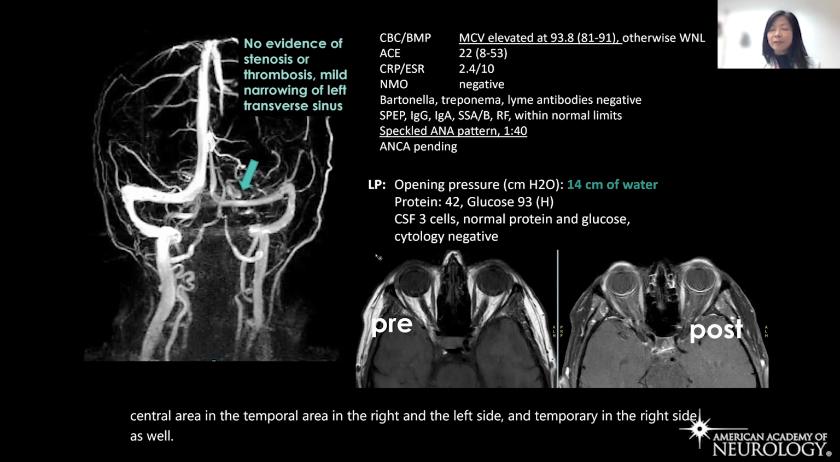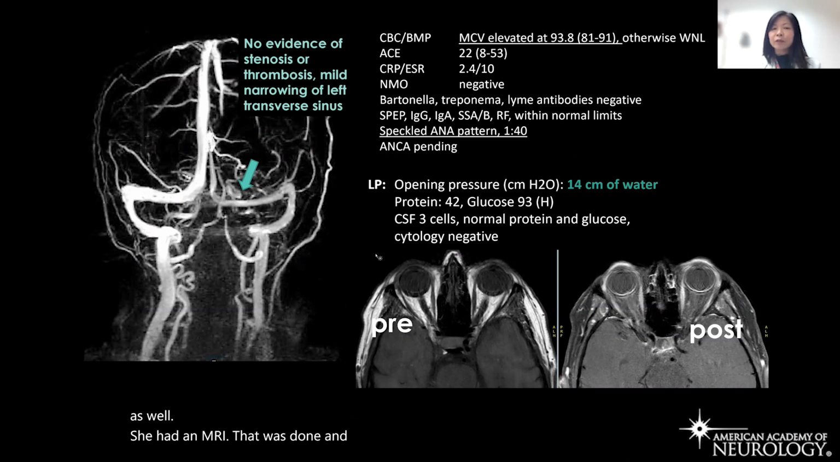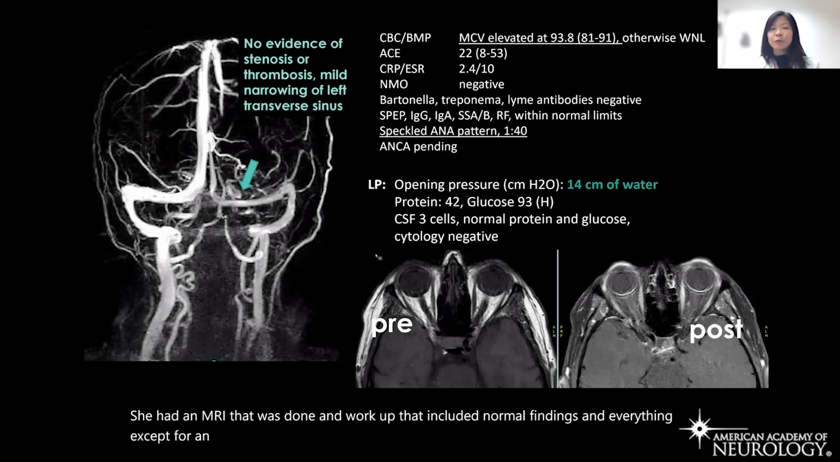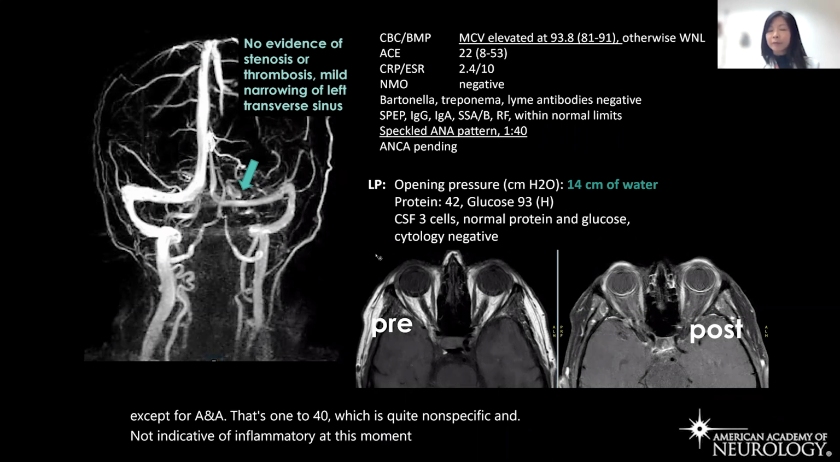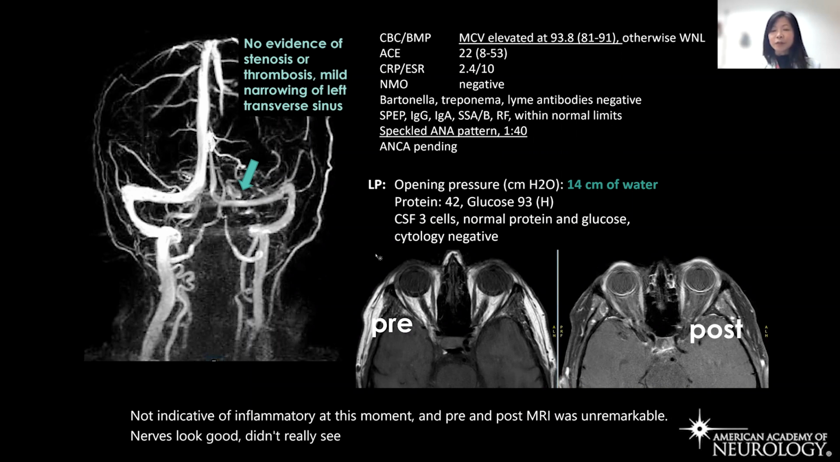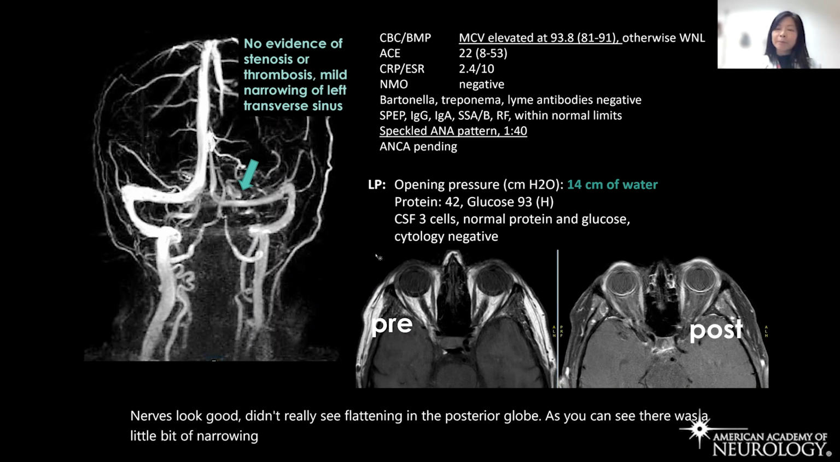She had an MRI that was done and workup that included normal findings in everything except for an ANA that's 1 to 40, which is quite nonspecific and not indicative of inflammatory disease at this moment. And pre and post MRI was unremarkable. Nerves look good. Didn't really see flattening in the posterior globe, as you can see there. There was a little bit of narrowing in the left transverse sinus, but no thrombosis. And the flow to the rest of the venous system was normal.